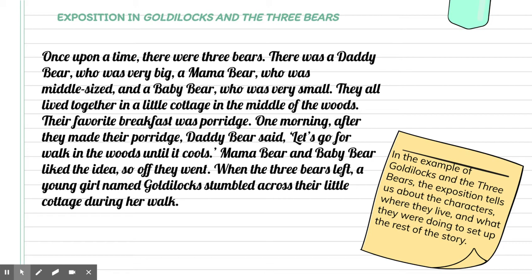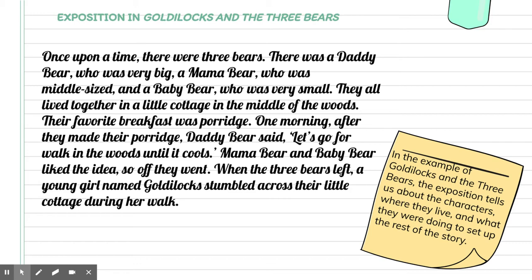It says, once upon a time, there were three bears. There was a daddy bear who was very big, a mama bear who was middle-sized, and a baby bear who was very small. They all lived together in a little cottage in the middle of the woods. Their favorite breakfast was porridge. One morning, after they made their porridge, Daddy Bear said, let's go for a walk in the woods until it cools. Mama Bear and Baby Bear liked the idea, so off they went. When the three bears left, a young girl named Goldilocks stumbled across their little cottage during her walk.